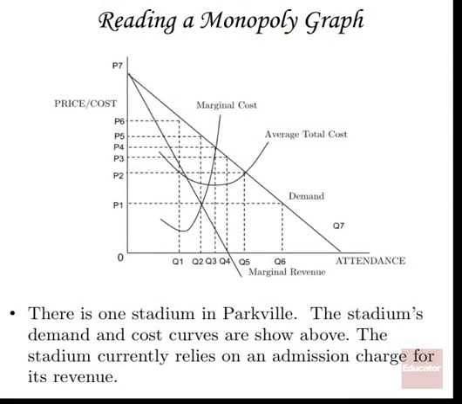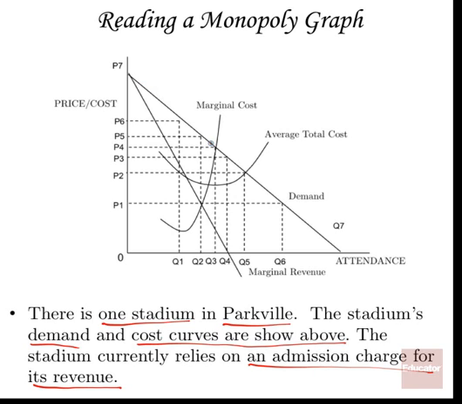So let's actually read a monopoly graph and go through a variety of situations and a variety of points, because sometimes you're going to be required to draw monopoly graphs. Other times, you're going to be required to be able to read a monopoly graph with the information that's given. So let's look over this example here. Let's assume that there's only one stadium in Parkville, and the stadium's demand and cost curves are shown above. The stadium currently relies on an admissions charge for its revenue. So let's take a look at different charges, different price points, and see what points would satisfy certain requirements here.